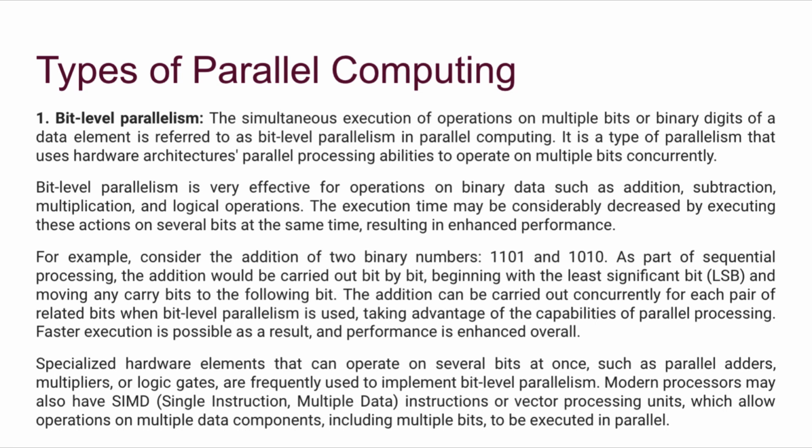Specialized hardware elements that can operate on several bits at once, such as parallel adders, multipliers, or logic gates, are frequently used to implement bit-level parallelism. Modern processors may also have SIMD, single instruction, multiple data, instructions, or vector processing units, which allow operations on multiple data components, including multiple bits, to be executed in parallel.